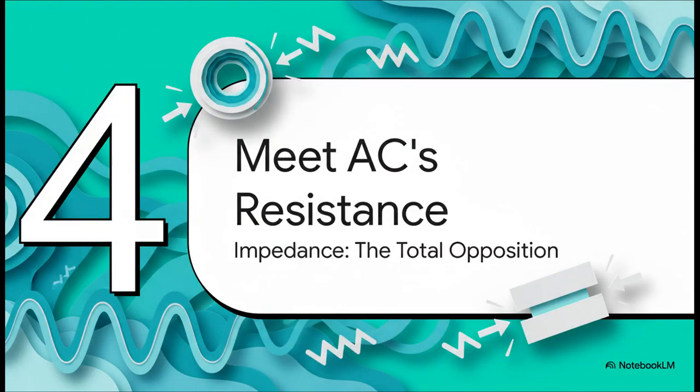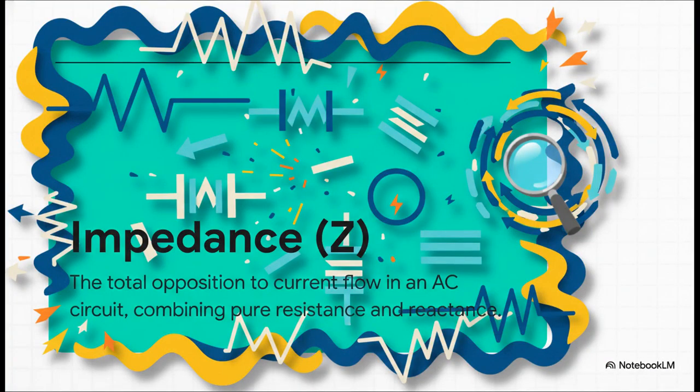So, let's recap. You've got the normal resistance you'd expect from the wire itself, but then you add this drag from inductance and this push from capacitance. What do you call the total combined opposition to the current? That big combined force is called impedance. It's the grand total of everything fighting against the current in an AC circuit. And what's really fascinating is that this push and pull part, the reactance, only exists when the power is on and that current is alternating.